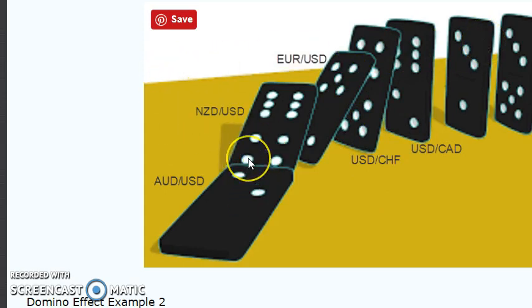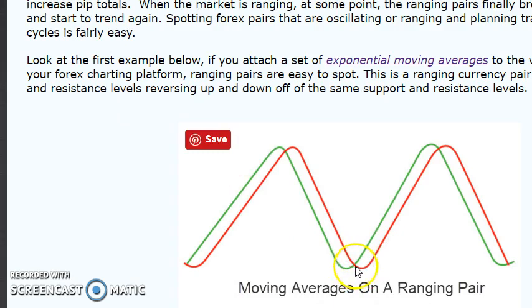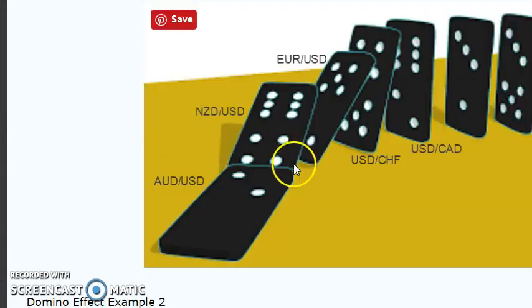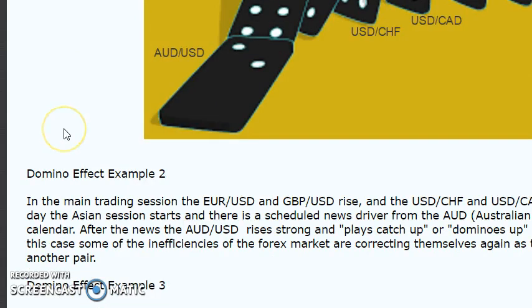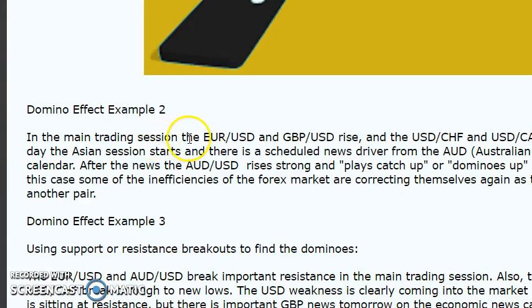But it started with a couple of pairs, and if you have your chart set up correctly, you can see this happening. You can see the reversals starting, and you'll be able to catch the movements on any or all of these pairs and trade much more confidently. So that's a great example of the domino effect. In the second example, the movements start in the main session, and then it spreads to the next session, which would be the Asian session.